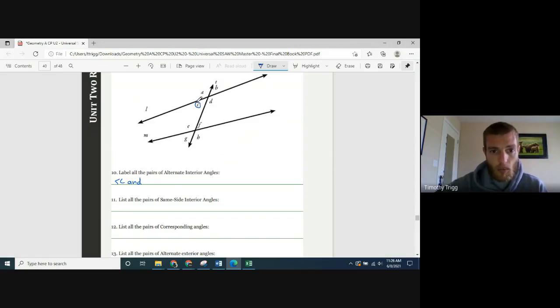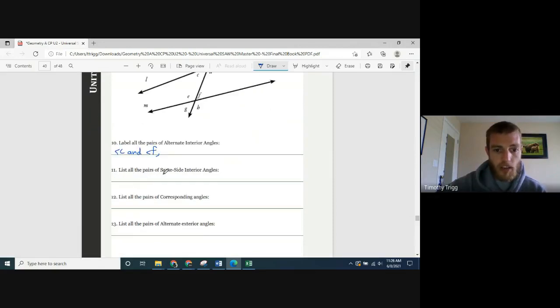So alternate interior would be like angle C, and what would be its alternate interior counterpart? Angle C with angle, well, that'd be F. See how it's on alternate sides of the transversal? And they're interior, right? So angle C and angle F. So that's one pair of alternate interior angles, C and F. Okay. There should be two pairs in total. So we have one pair I gave you right here. See if you can find the other pair of alternate interior angles in this picture.